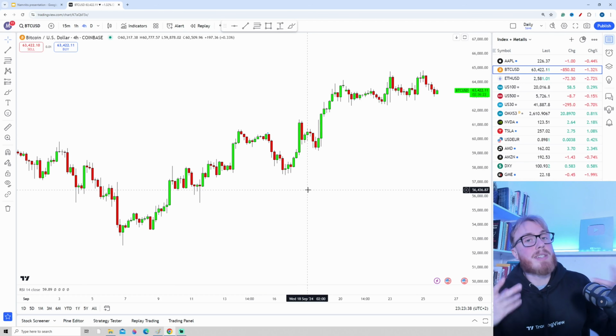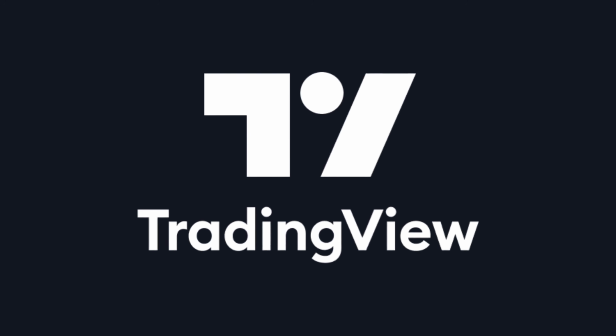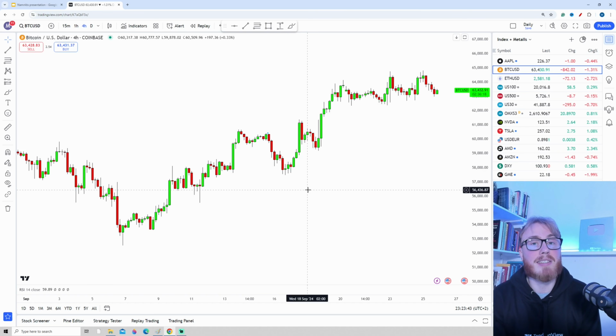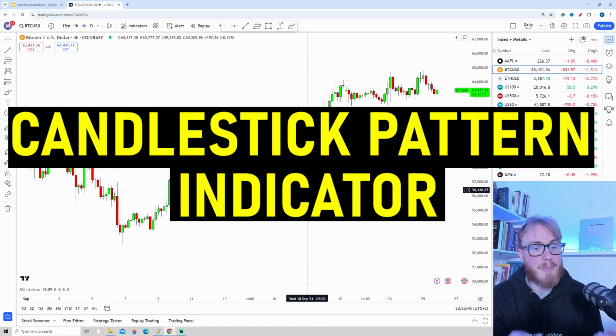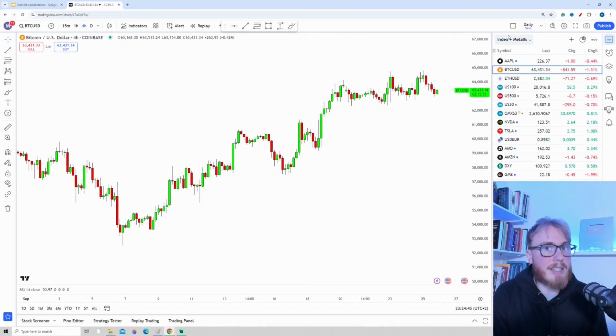But alright guys, so now we are back in TradingView here, because now I want to show you guys an auto candlestick pattern indicator. But if I remember correctly, in order to be able to use this indicator, you need a paid TradingView plan.